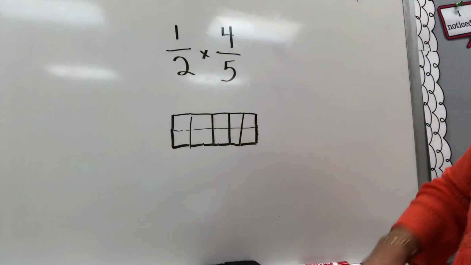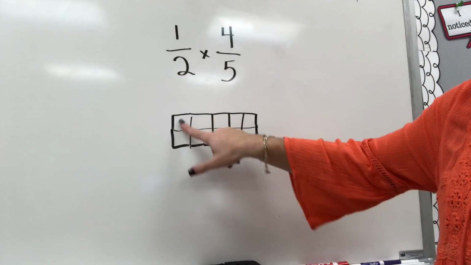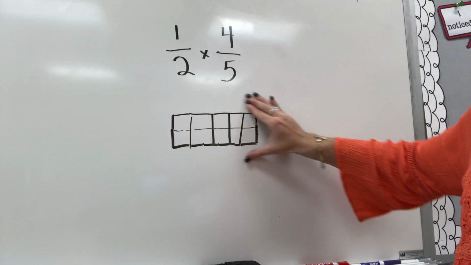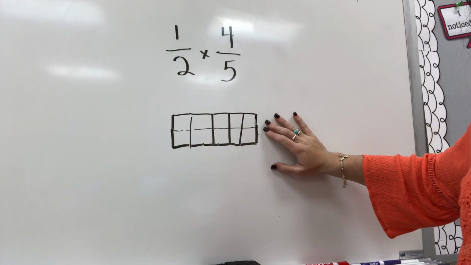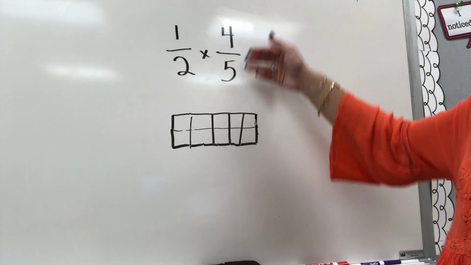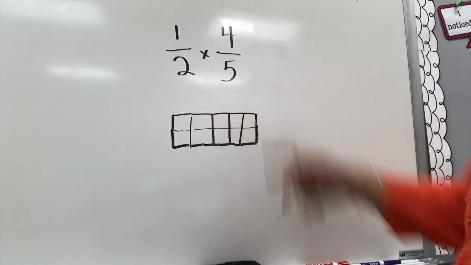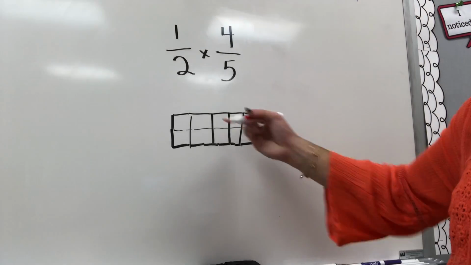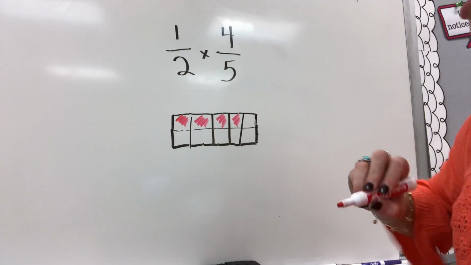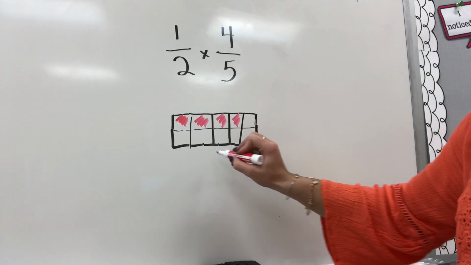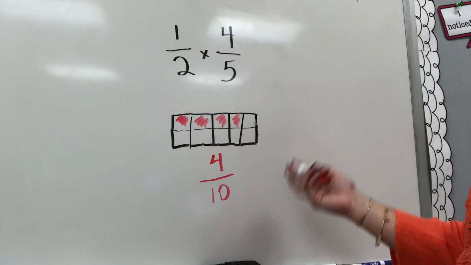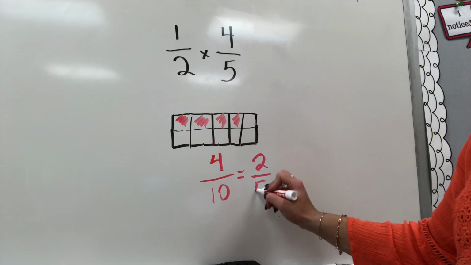So what that looks like on grid paper would be a 2x5. That is how I set up the area, or the number of boxes that I have. In order to decide what to shade to show my answer, I'm going to use my numerators. So 4 times 1 is 4, so I simply shade 1, 2, 3, 4, and my answer is not 4, but 4 out of 10, or 4/10, which is the same as 2/5.